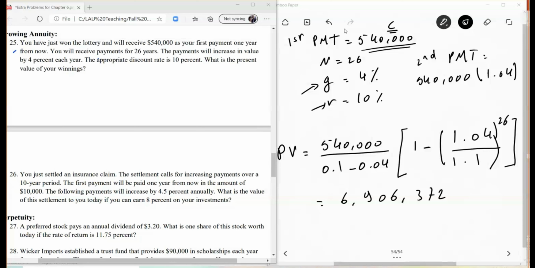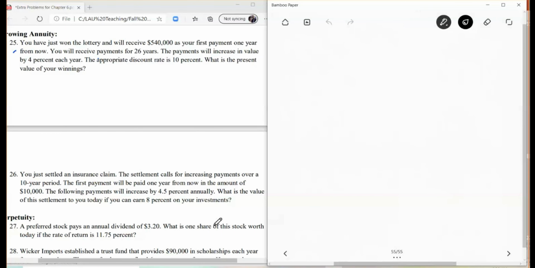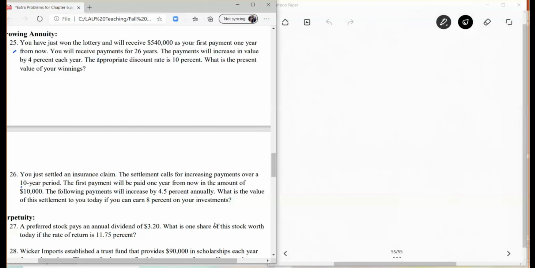Now for the second problem on growing annuity, number 26, you just settled an insurance claim. The settlement calls for increasing payments over a 10-year period. This is T or N. The first payment will be paid 1 year from now in the amount of $10,000. So this is the first payment, or C. The following payments will increase by 4.5%. This is G, the growth rate. What's the value of this settlement to you today if you can earn 8% on your investments?